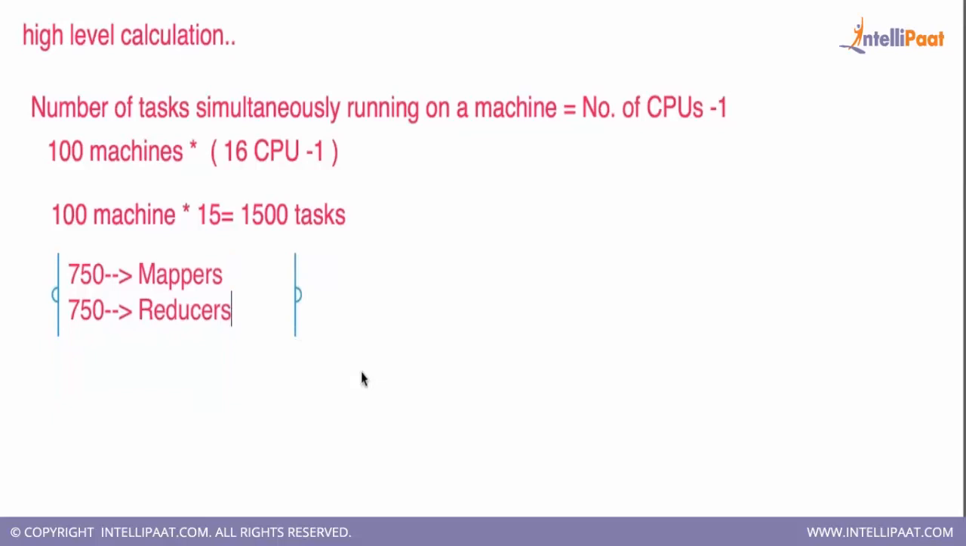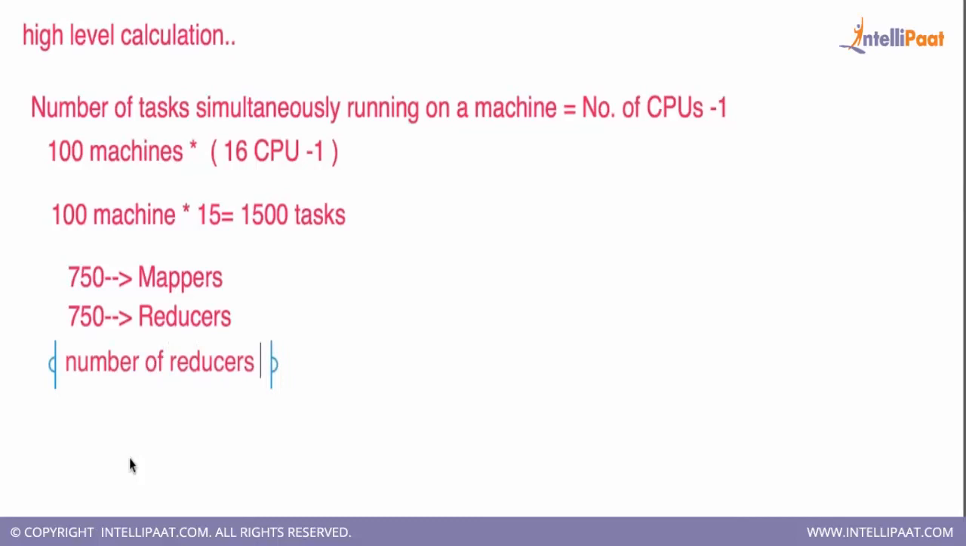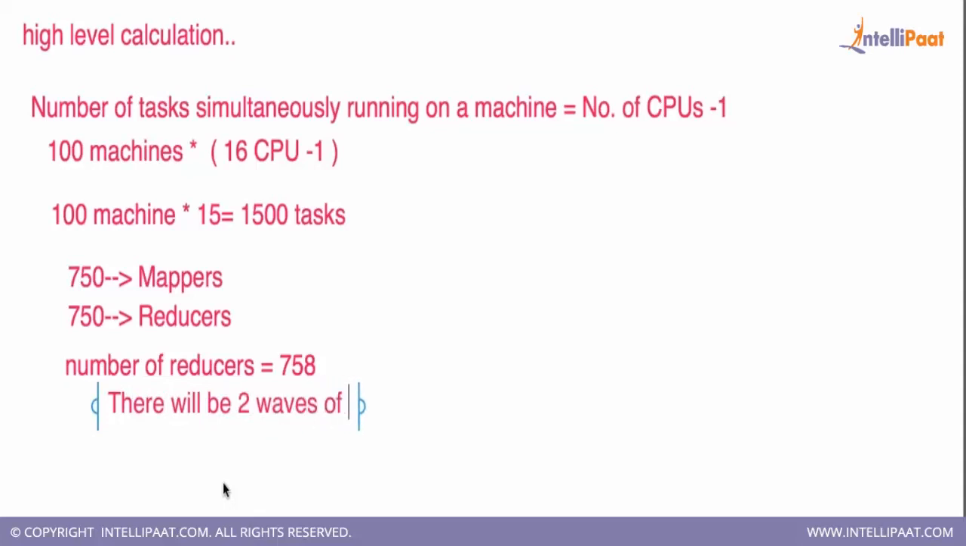Okay. So now this, as I said, is of no use to you because here we are not factoring in the other jobs that are running in the cluster. But if I'm just talking of only your job is running, and if you say number of reducers is 758, that means there will be two waves of reducer execution. One with 750 and other with 8.